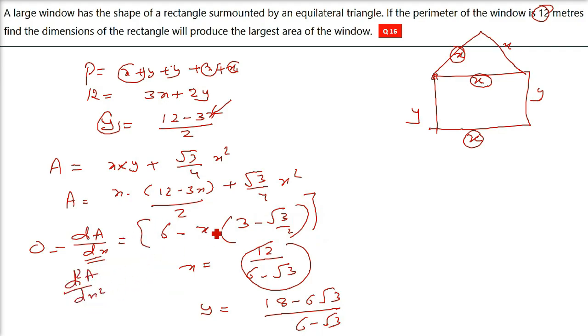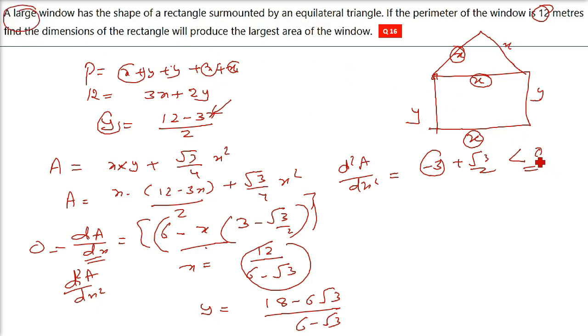Next will be d2A by dx2. Double differentiation we will do. The single differentiated expression has to be used for double differentiation. When you double differentiate it, you are going to get a value which has to be negative, and we got a negative value because root 3 is 1.732. 1.732 divided by 2 will definitely, when added with negative 3, give you a negative value. It is less than 0, so we get the largest area.